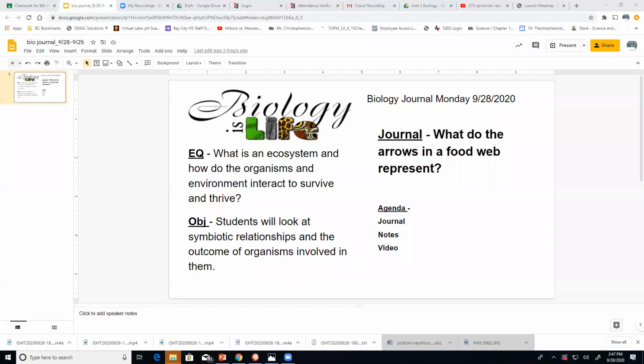All right, does anybody remember what the arrows in a food web represent? The flow of the energy, yes, exactly. I got a lot of different things. I got who eats who. But it's the flow of the energy.